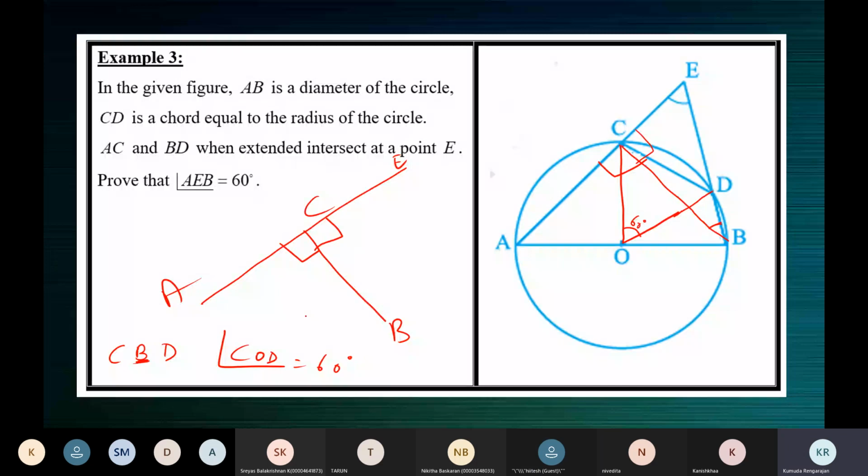So the angle subtended by an arc at the center is double the angle subtended by the same arc at any point on the remaining part of the circle. So if the angle at the center is 60 degrees, the angle formed on the circumference by the same arc will be half of it, 30 degrees. So CBD will be 30 degrees.